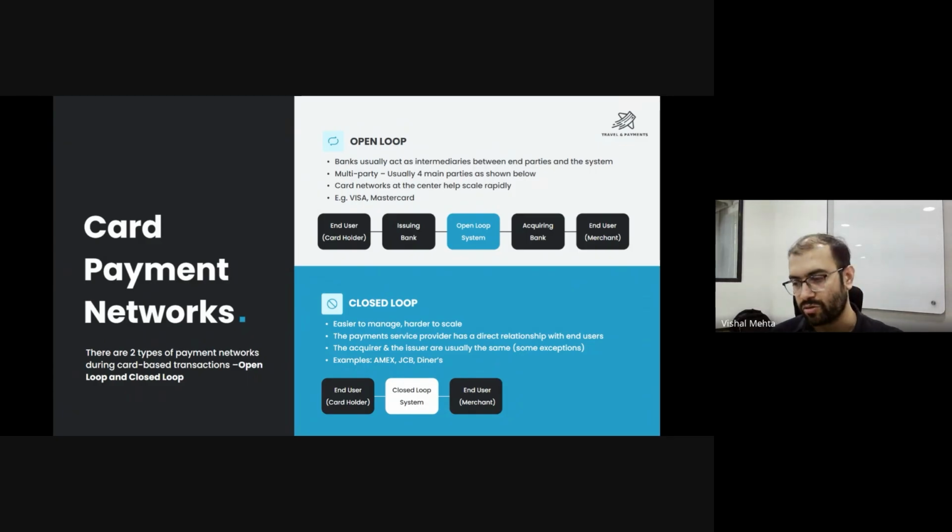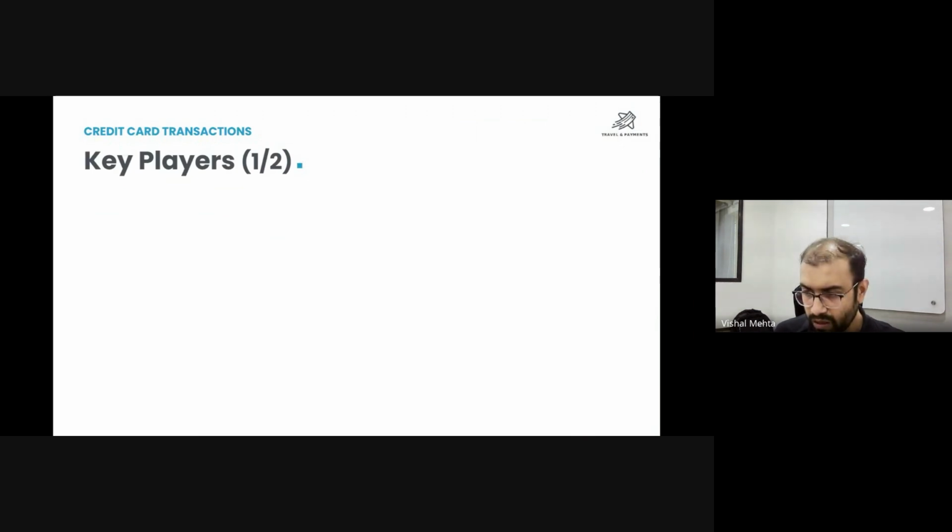However, of course, times have changed. You have cards which are co-branded with American Express and an issuing bank. You have cards which are JCB and an issuing bank. So you have all sorts of those things. But typically, there are 2 types of system. One is the open loop and the other is the closed loop.